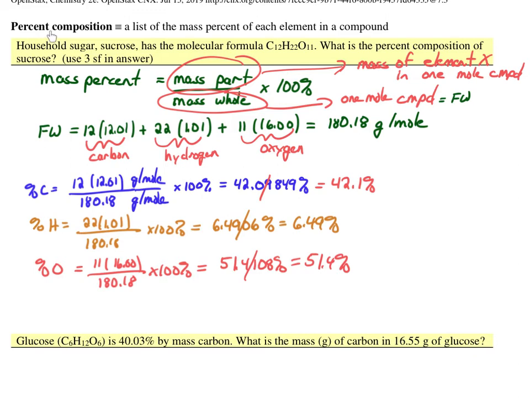Let's recap. We're calculating the percent composition, which is the percent by mass of each element in the compound. And to make our math easy, we assume we have 1 mole. So the denominator, the mass of the whole, is simply the formula weight of that compound. And we figure out the mass of each element by the number of that element multiplied by its atomic weight. And this way we get the mass percent, the mass of the part over the mass of the whole times 100%.